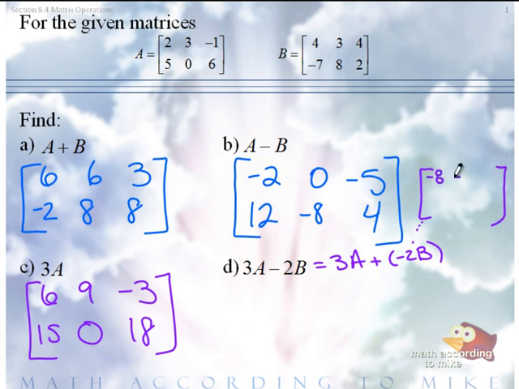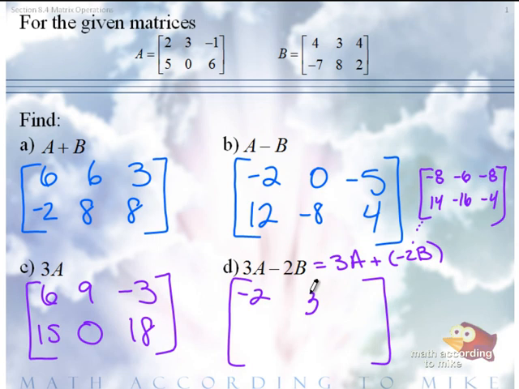Negative 8, negative 6, negative 8, 14, negative 16, negative 4. So taking those 6 entries and adding them to 3A, well, 3A adding to those, because we didn't talk about a property yet. What do you get? Negative 2, 3, negative 11. Yep. Very good.